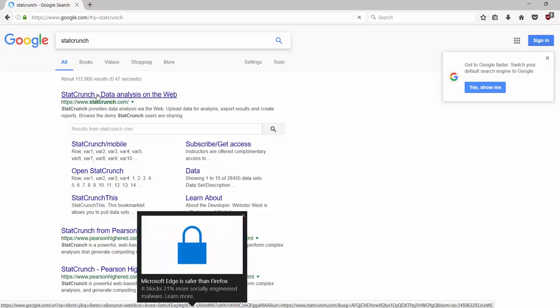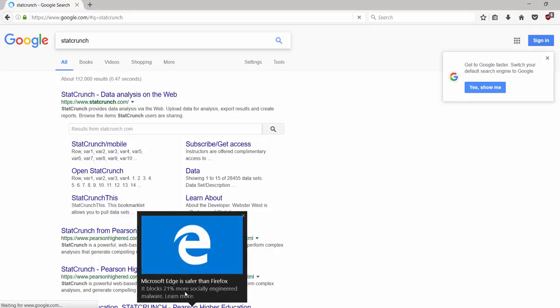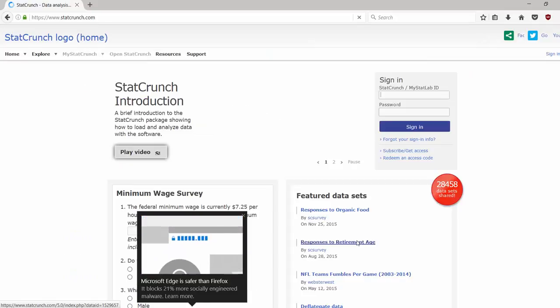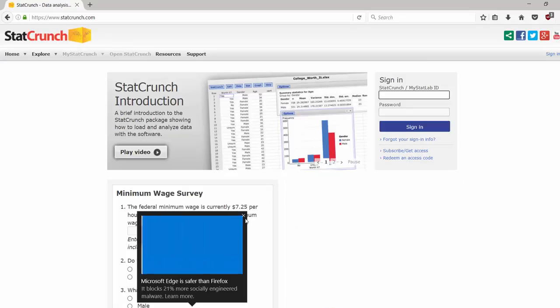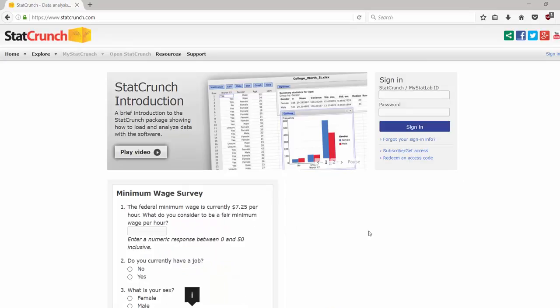All right. Look here, Microsoft Edge is safer than Firefox. Who is asking you? See, all right, let me choose to be unsafe for now.